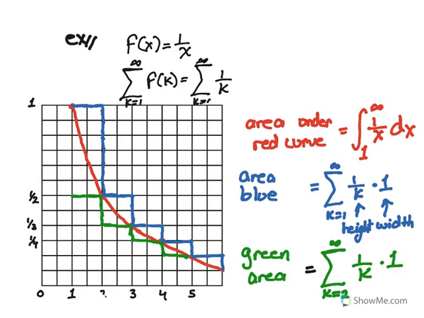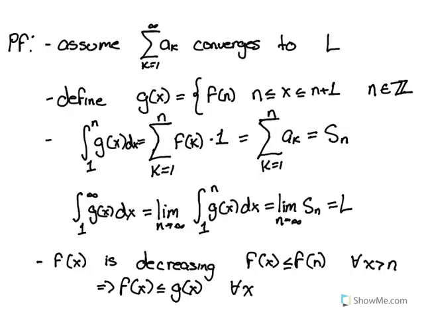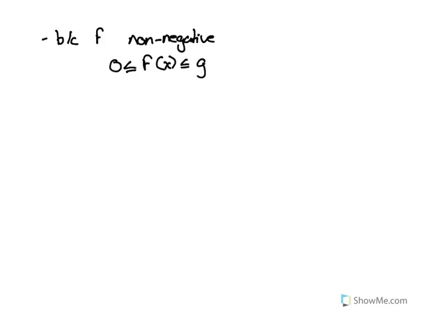And again, to see this, it's just a matter of looking at the diagram. We can see that the blue curve is greater than the red curve, and the red curve represents f of x, and the blue one represents g of x. And from there, we also have that f is non-negative. So because f is non-negative, we have that 0 is less than or equal to f of x, which is less than or equal to g of x.